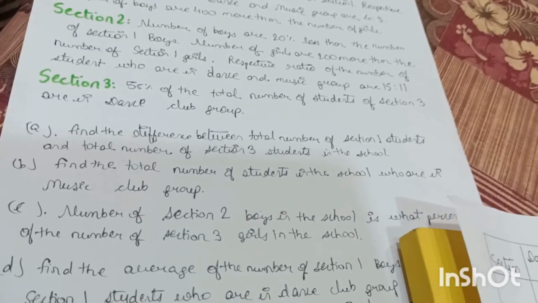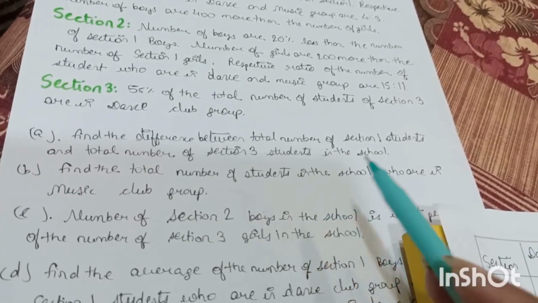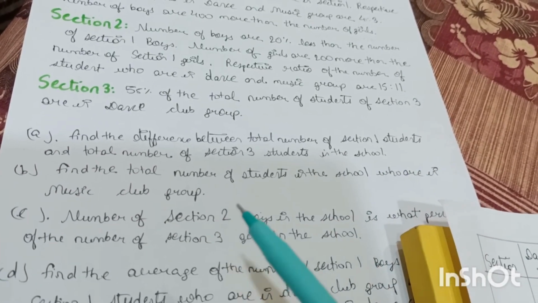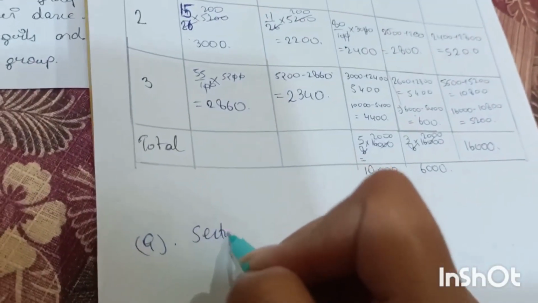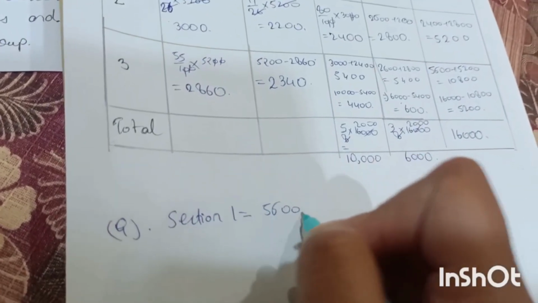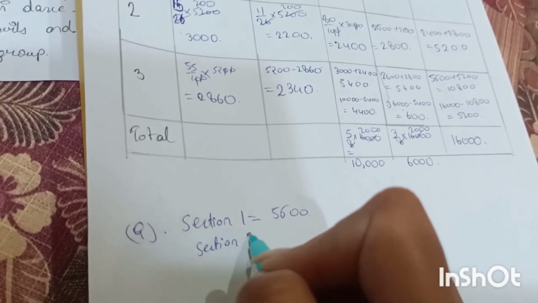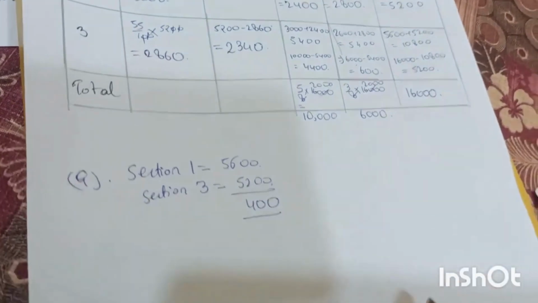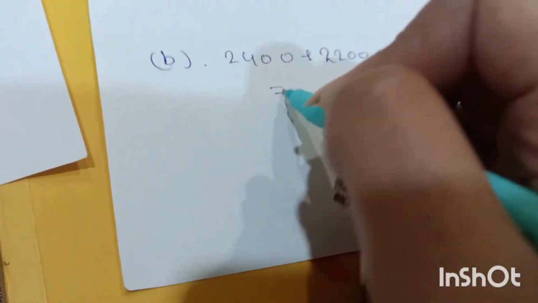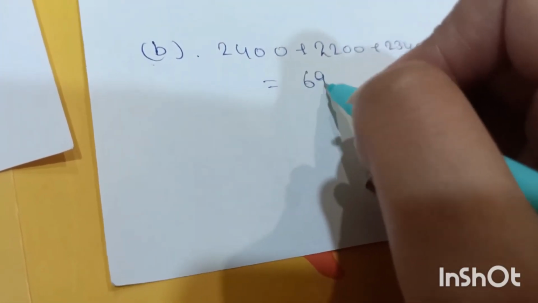So now let's solve. First question, find the difference between total number of students in section 1 and total number of students in section 3. So total number of students in section 1 equals 5600, and section 3 total number of students are 5200. So when you will subtract it, you will get the value as 400. For now solving the B option, you have to find total number of students who are in music club. So for music club, you have to add 2400 plus 2200 plus 2340. When you will calculate it, you will get the value as 26940.